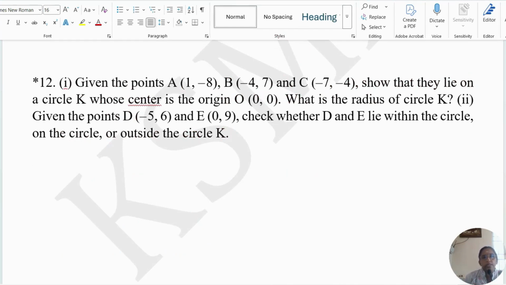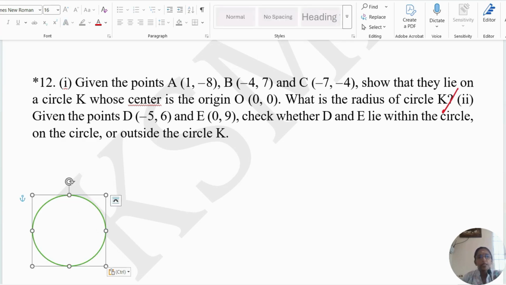Yes, coming to the next question. 12. Given points A, B, C, show that they lie on a circle K whose center is at the origin (0, 0). What is the radius of the circle K? So that is our first portion. And coming to the second portion, given points D and E, check whether D and E lie within the circle, or on, or outside the circle K.